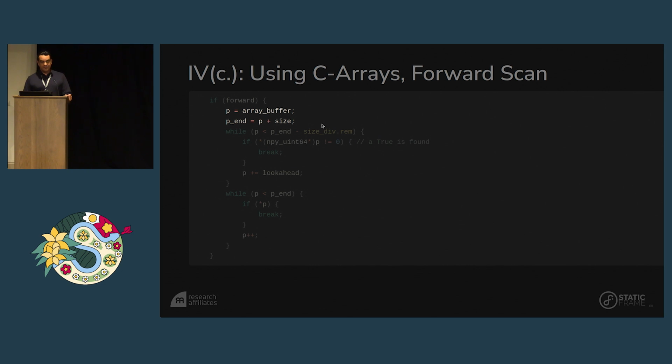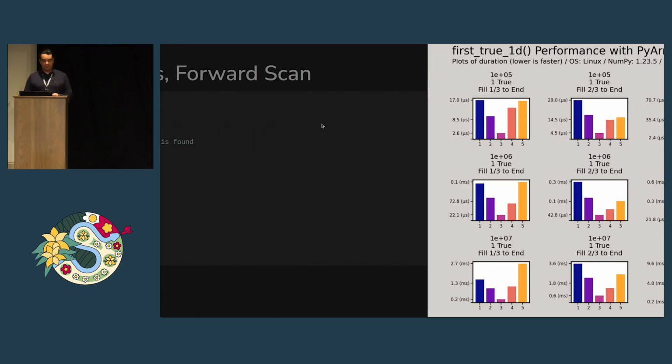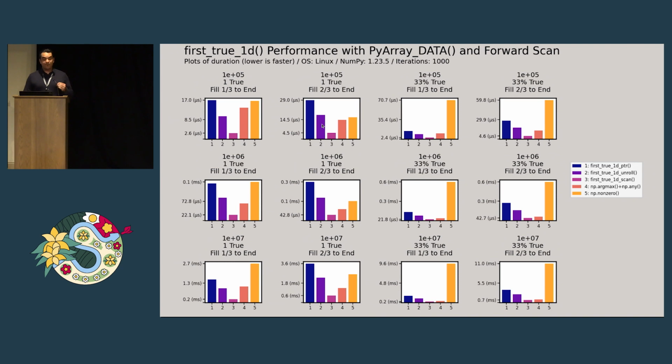So again, we can see the code here. Here's the key move where we cast our pointer to an unsigned integer and dereference it, evaluate if it's true. If it is, we break, and then we fall back on element-wise iteration to discover our actual position. And finally, we've done it.